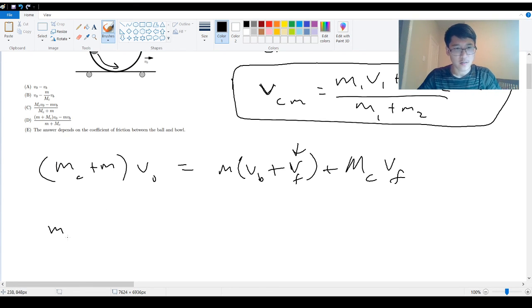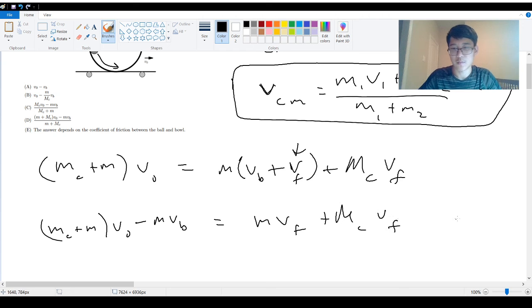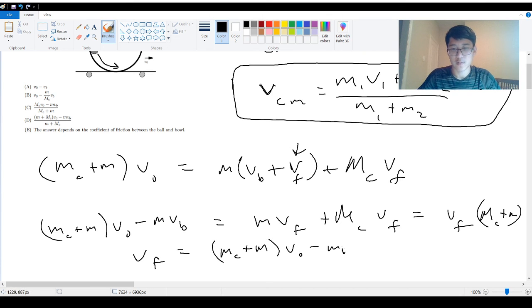So we simplify this down a little bit. We get mc plus m times v naught, and then we're going to distribute the mass, so minus m vb, and that's equal to m vf plus mc vf, and we can isolate vf, so this is mc plus m. So the final answer is going to be mc plus m times v naught minus m vb, over mc plus m, and that actually is this.